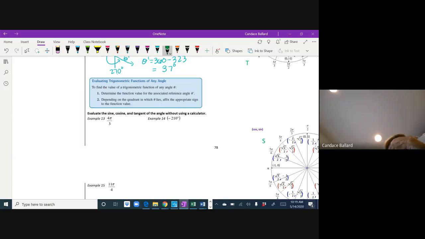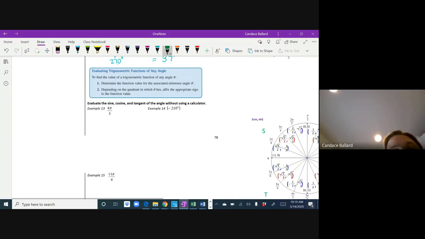All right. So we're going to do basically the same thing, but we're now going to add in the fact that we're going to try to find the sine, the cosine, and the tangent based on the reference angle. All of them might have a slightly different approach.